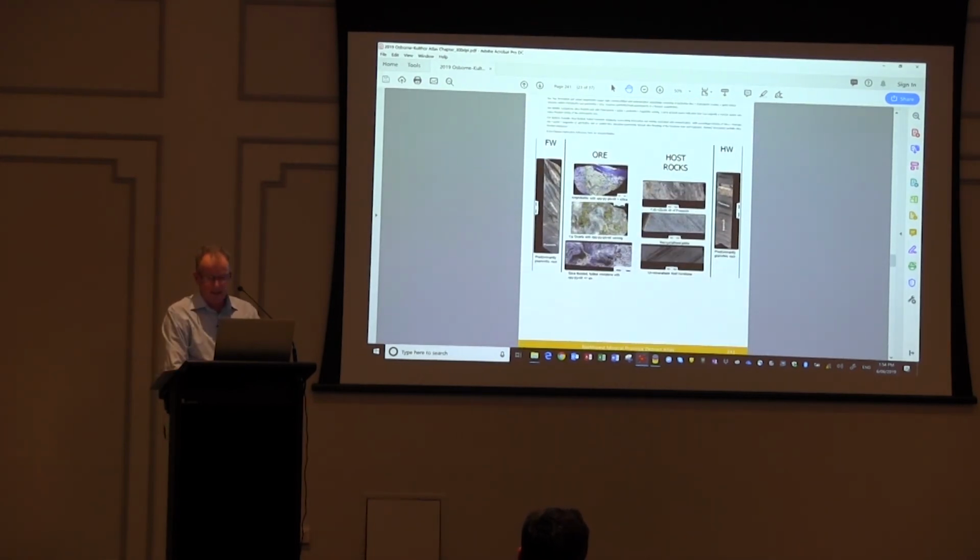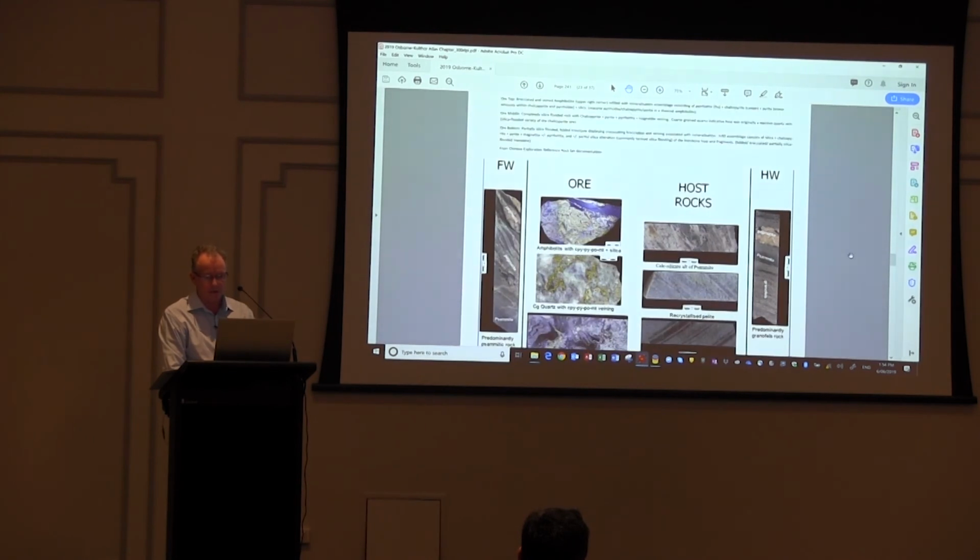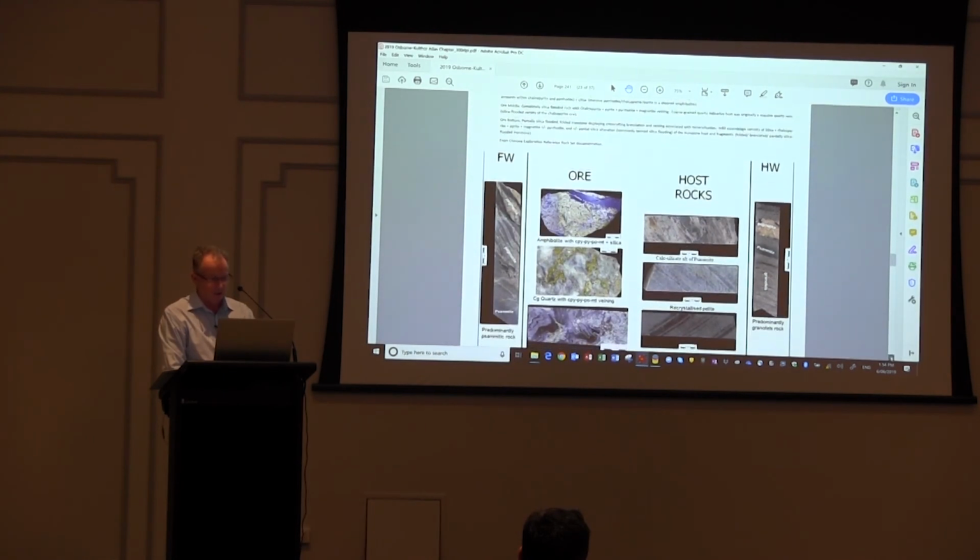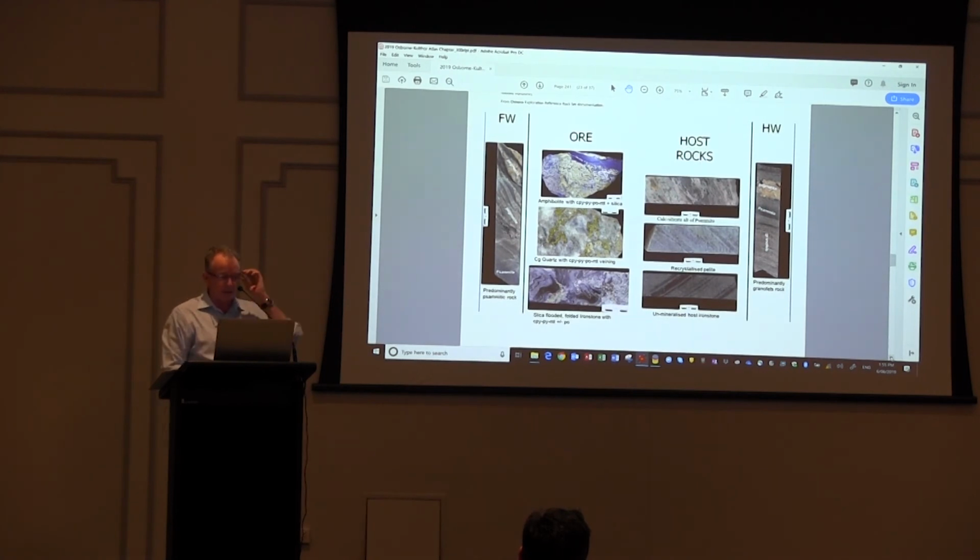This diagram is essentially showing from the footwall through the ore into the hanging wall, so that in the footwall it's predominantly psammitic rock. You'll see there. And then you get into the ore and the host rocks to the ore, the immediate host rocks, and then you get into the hanging wall, up to the hanging wall above the mineralisation, which is noted here as predominantly granophelsic rocks.